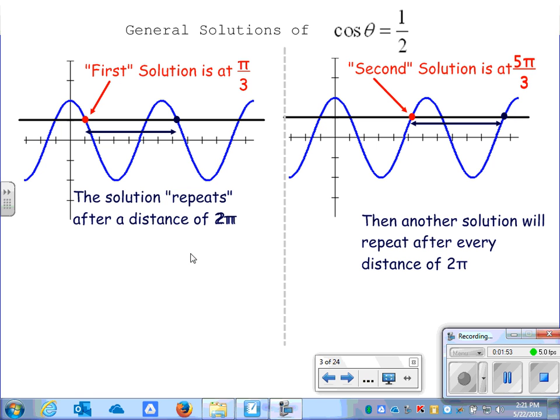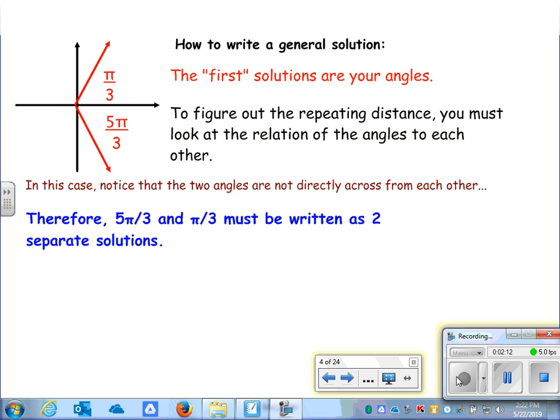If I take those two graphs and look at them separately on the Cartesian coordinate plane, what I'll notice is that that first solution of pi over 3 repeats, and it repeats at a distance of 2 pi. The second solution, 5 pi over 3, also repeats at a distance of 2 pi. So if I have repetition in my solutions, I'm going to have to come up with something that's called a general solution.